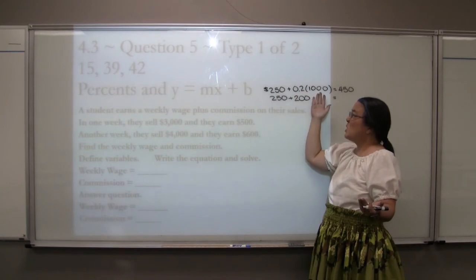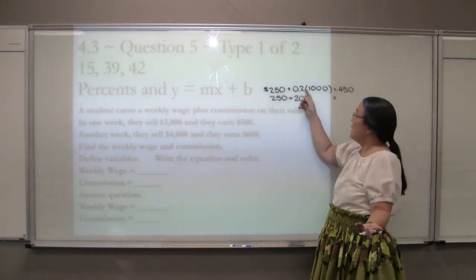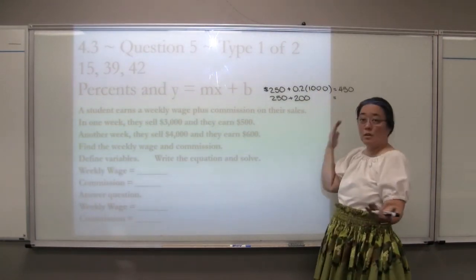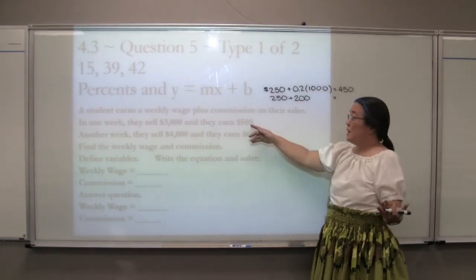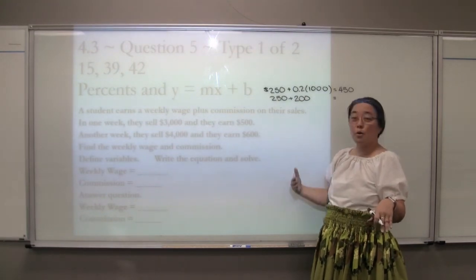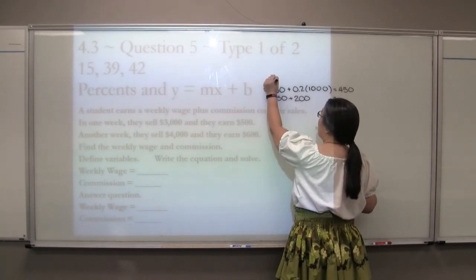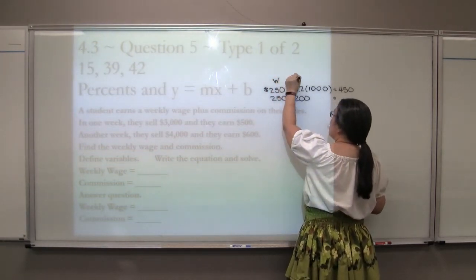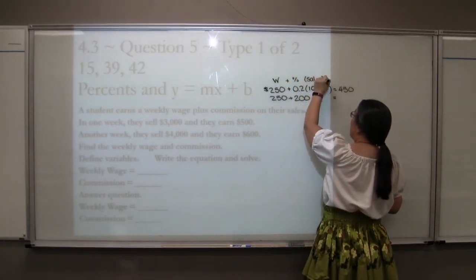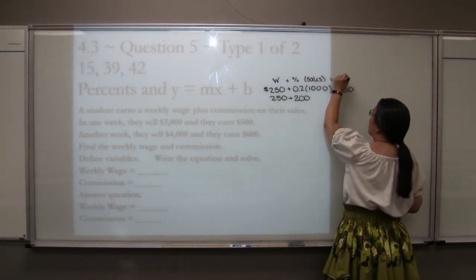So if you sold nothing, you would get $250 a week, which is not much. But if you work hard and you sell the things that they want you to sell, then you can go home with more. And if you're selling 3,000 and 4,000, wow, you're going to be taking home a lot more money. This comes up with our equation, which is our weekly wage, which we don't know, plus our percent, which we don't know, times our sales, which we're told, equals our earnings.